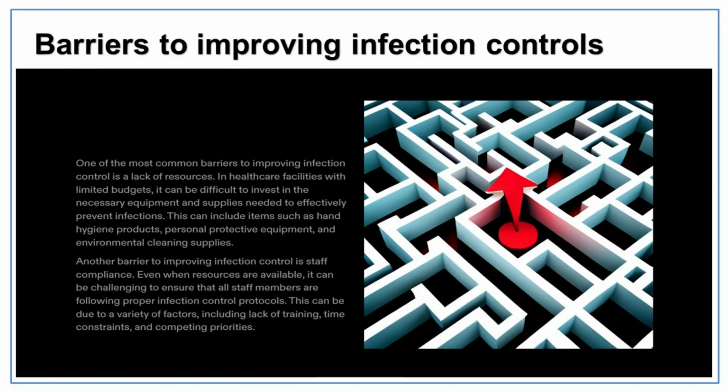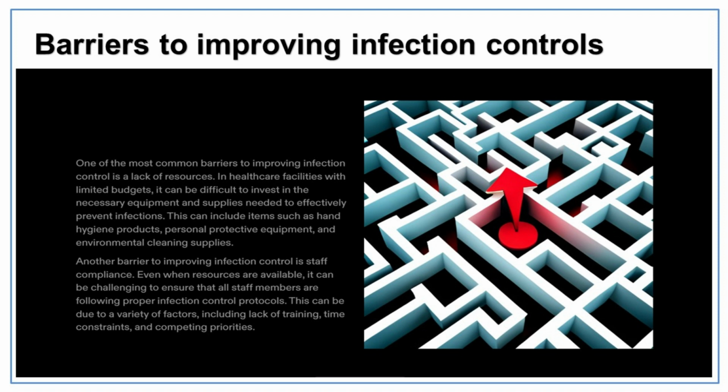What are the barriers? The first barrier is resources. In healthcare facilities with limited budgets, it is often difficult to get the necessary equipment and supplies needed for effective infection prevention and control. These include hand sanitizers, gloves, personal protective equipment, and environmental cleaning supplies.